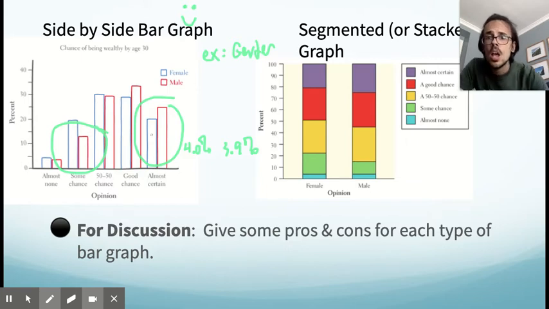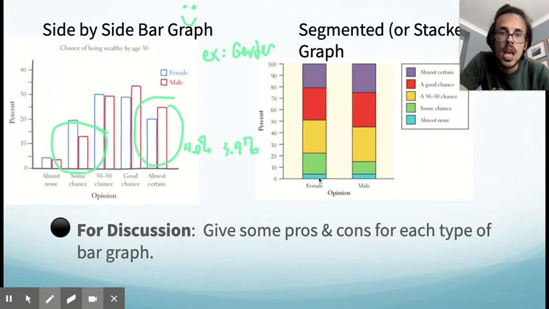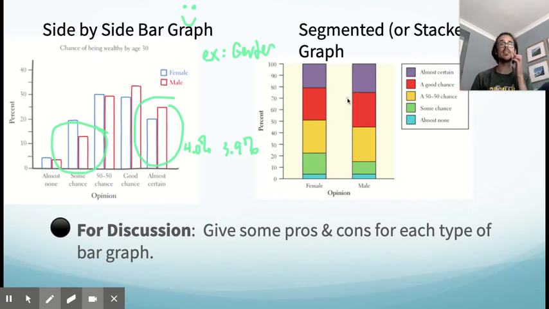All right. The segmented bar graph is showing the exact same data. But instead of having the female bars all separated, where you have to piece them together, they put it as one whole, and it's easier to see, oh yeah, this is how the females break down, and this is how the males break down. So it's a little cleaner in that sense.